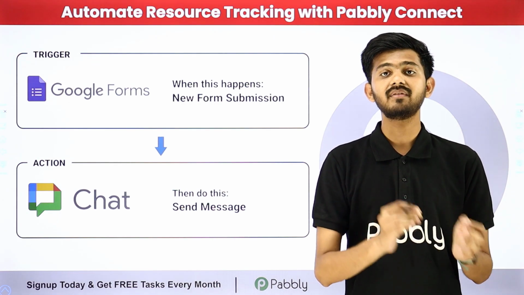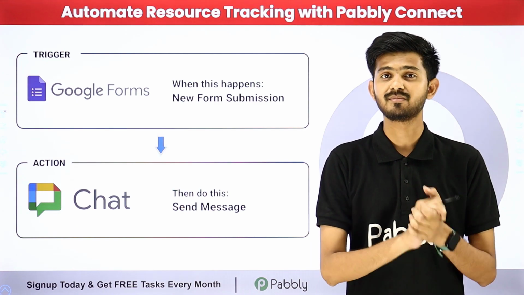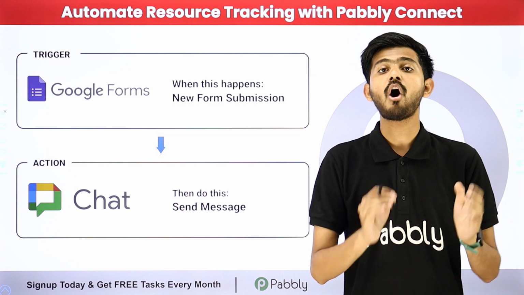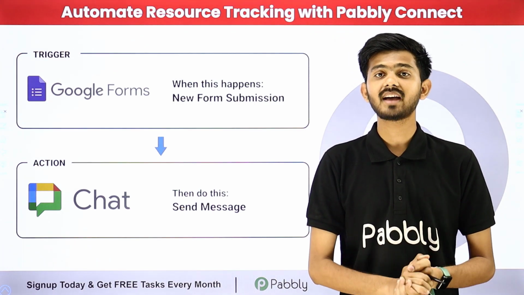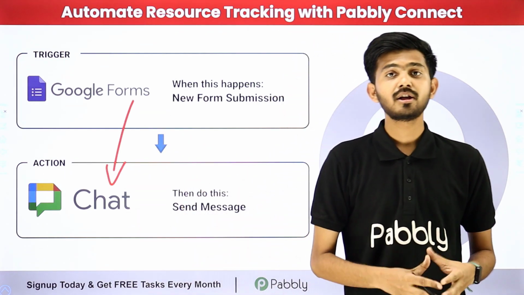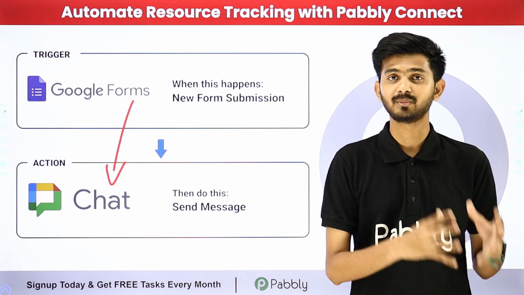So whenever I'm going to receive a new form submission from Google Form, then automatically I'm going to capture the detail of that form submission, and I'm going to use these details of the form submission to send a message automatically on Google Chat with my team. So for that, what I need to do is I need to create a connection between Google Forms and Google Chat.